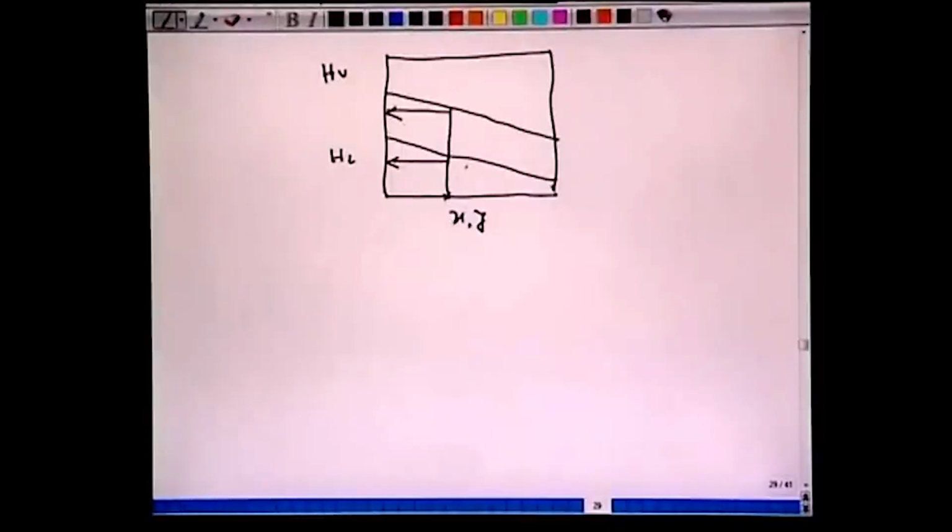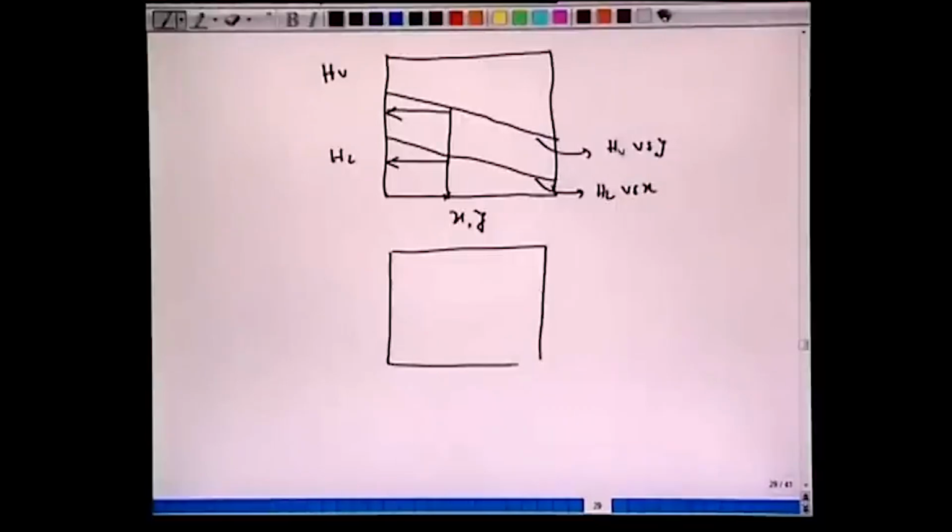So this is HL versus X, this curve, and we have HV versus Y. Now if we recall the previous graph for the TXY diagram, we have temperature T here and X and Y, and if we choose a tie line, that means this Y mole fraction is in equilibrium with X.